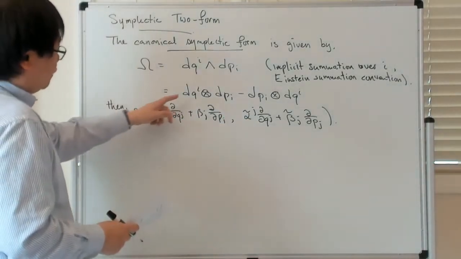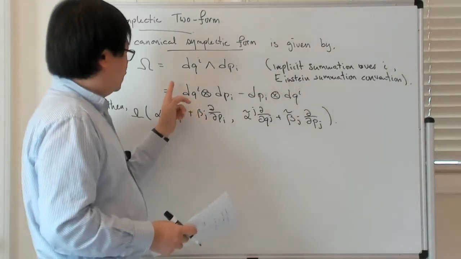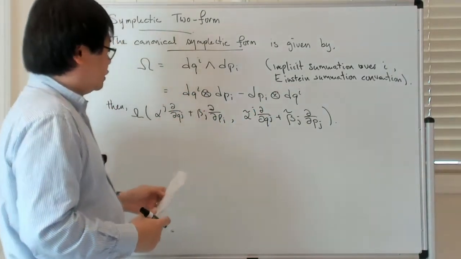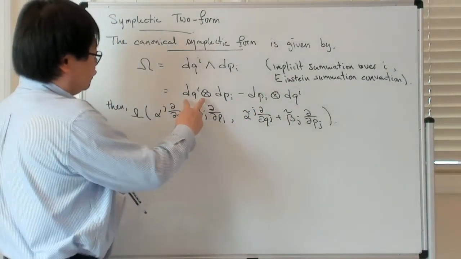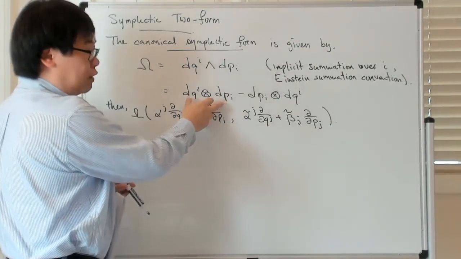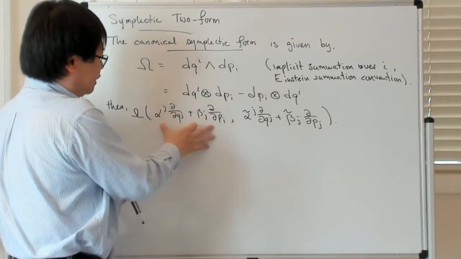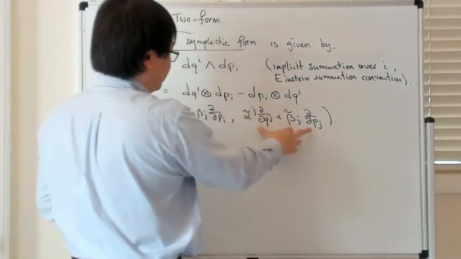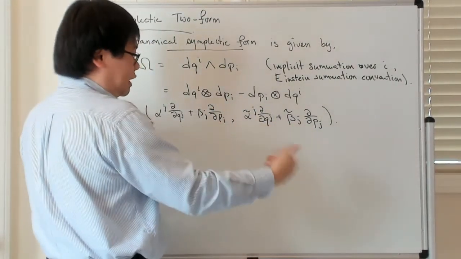And then we have this expression for omega expressed in terms of tensor products. The idea, of course, if you have a tensor product of two one-forms, is that the first one-form gets applied to the first vector, the second one-form gets applied to the second vector, and you take the outputs and you multiply them.